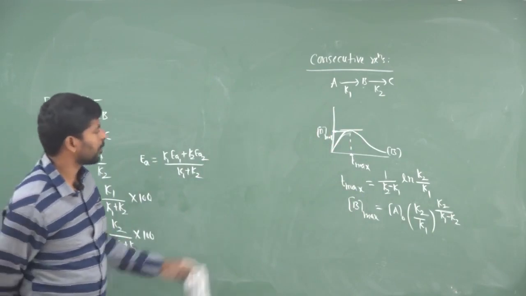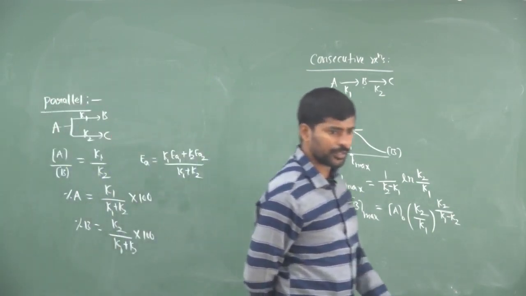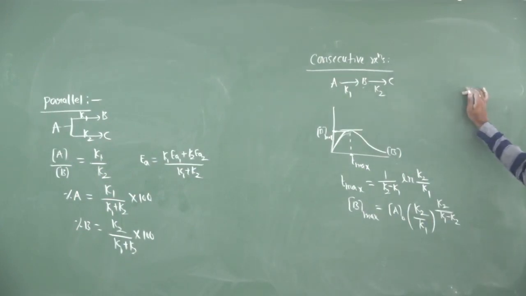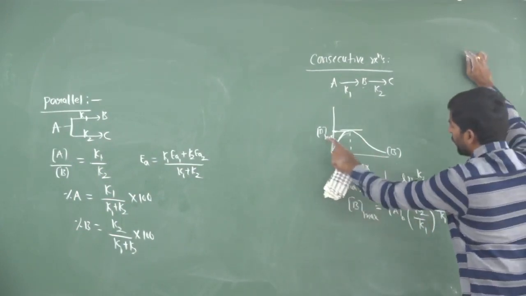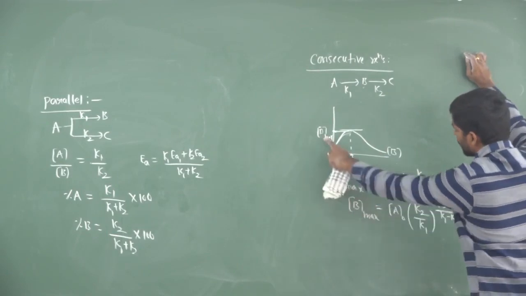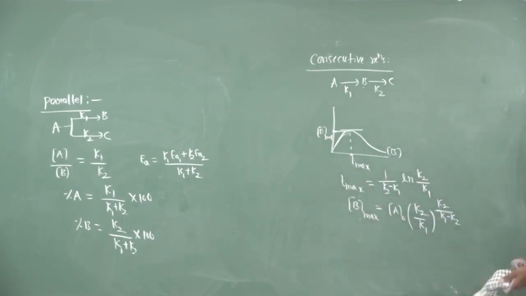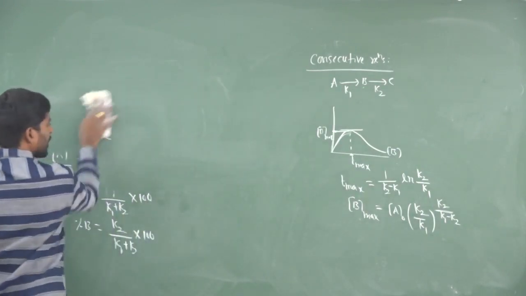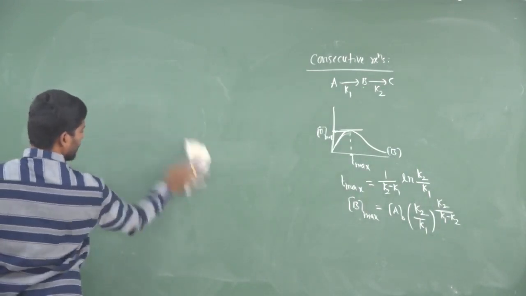Okay. The remaining we already discussed at steady state approximation. The same reaction we considered at steady state approximation. Just you remember these two only. What is the expression for T max? What is the expression for B max? What is the expression for maximum concentration of B? And at which time we will get maximum concentration of B.